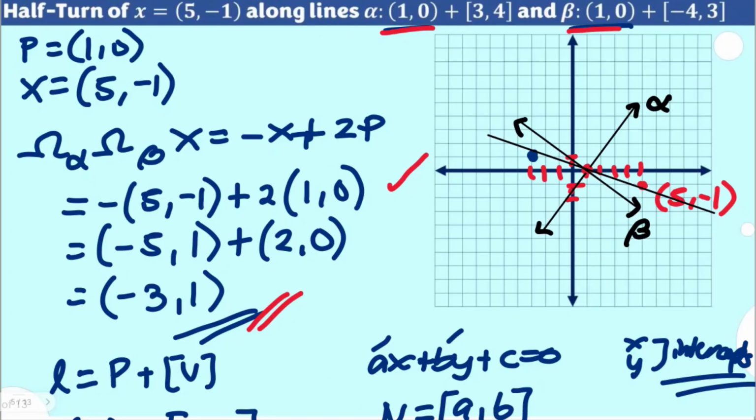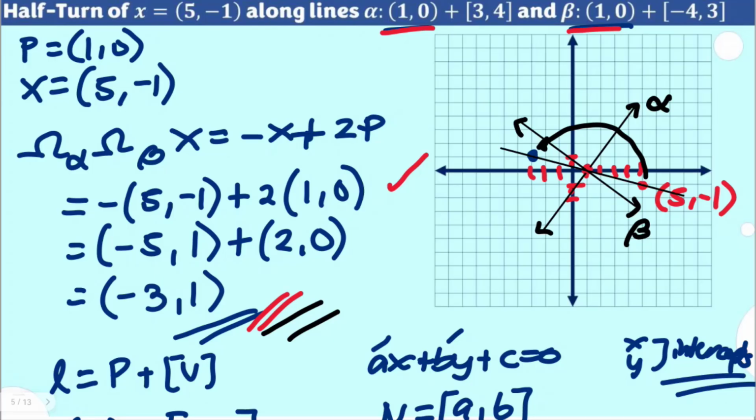The point X, the point P, and our half turn. So we can see that they lie on one line, hence this really proves that we have a 180 turn here, so half turn. So this is correct. Negative 3 and 1 is our half turn for our identified X along these lines.